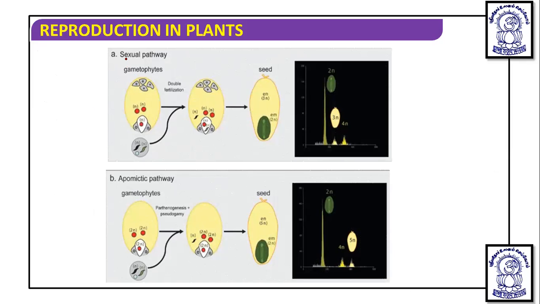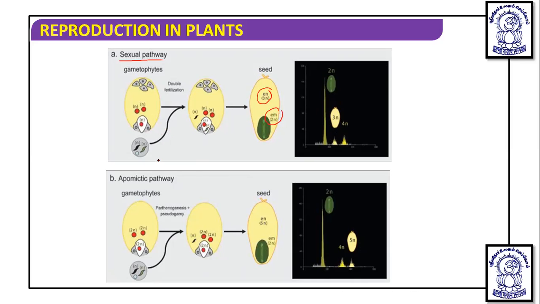Dear student, in the sexual pathway, the gametophyte embryo sac is haploid, with haploid polar nuclei, haploid egg cell, haploid synergids, haploid antipodals, and the male gametes are also haploid. Double fertilization will occur with the two polar nuclei, the haploid egg cell, and the haploid male gametes. After fertilization you will see a seed with triploid endosperm and a diploid embryo.